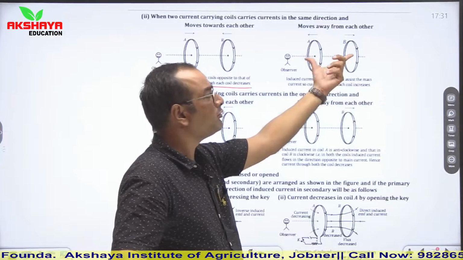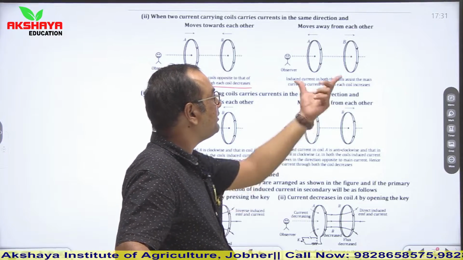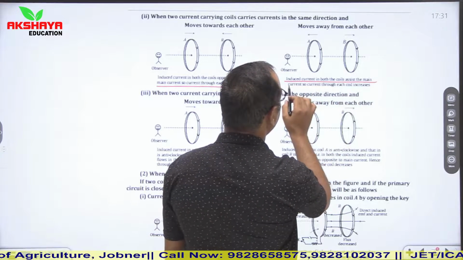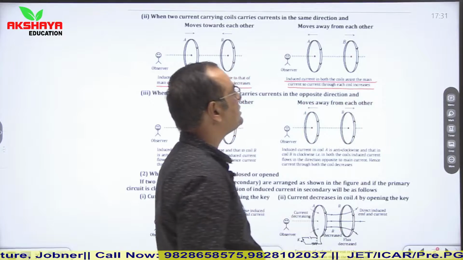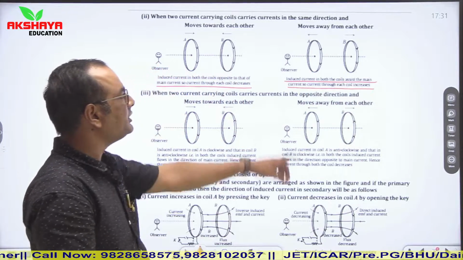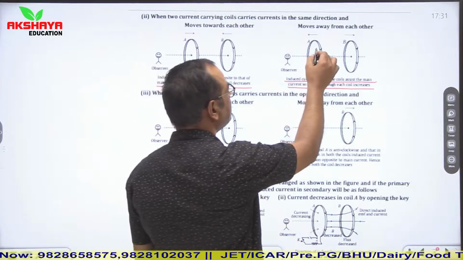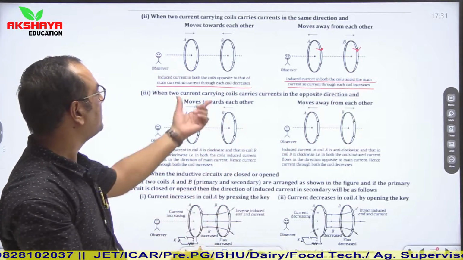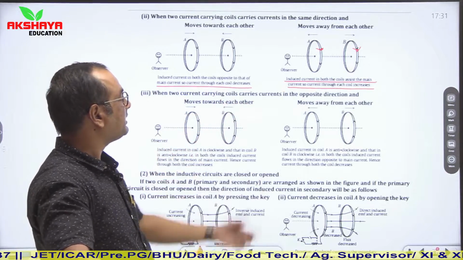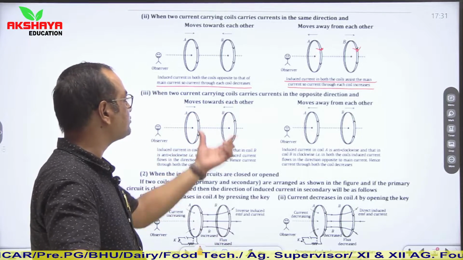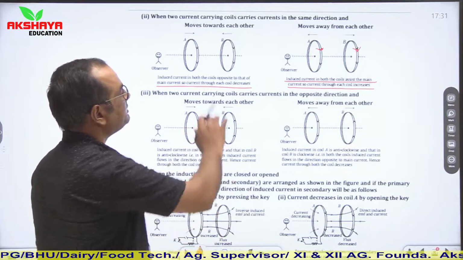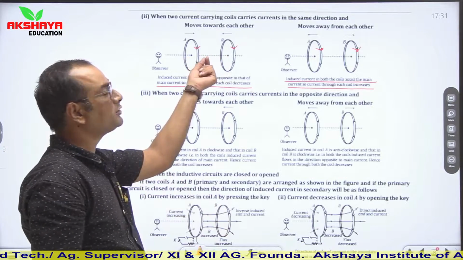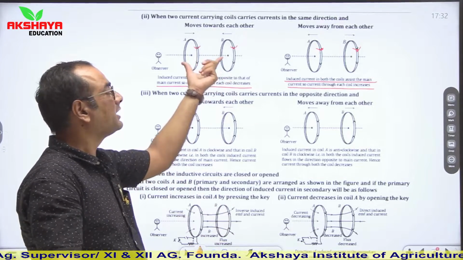When they are moving away from each other, the induced current in both coils assists the main current. So the current through each coil increases. It means the current is flowing in a similar direction. And here the current is flowing in opposite directions. When two coils carrying current in opposite directions move towards each other, if the currents are in a similar direction and they are moving towards each other, it will oppose the current and the current will decrease.